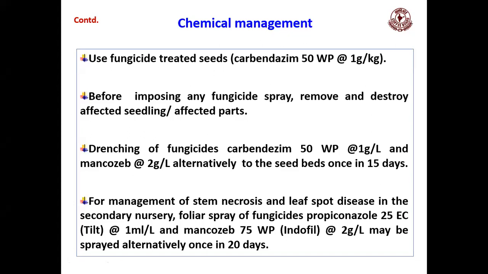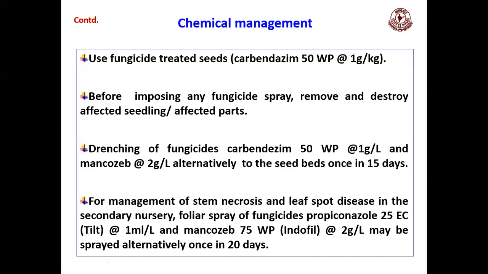And in the secondary beds, for the management of stem necrosis and leaf spot disease in the secondary nursery, a foliar spray of the fungicide propiconazole, also called Tilt, at 1 ml per liter, and mancozeb 75 WP at 2 gram per liter may be sprayed alternatively once in 20 days.